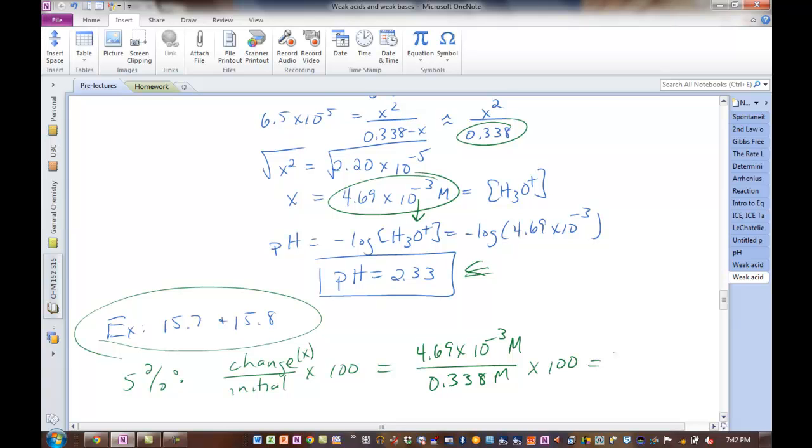Oh, I hit something wrong on my calculator. I'm trying to go too fast here because I'm at home and dinner is pretty much ready and I'm trying to get this done.